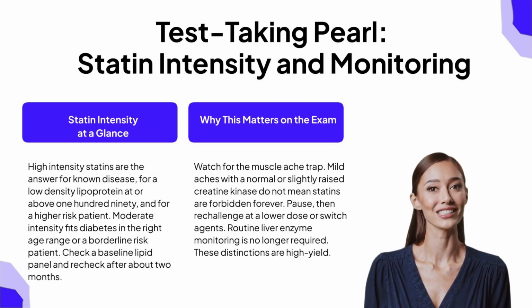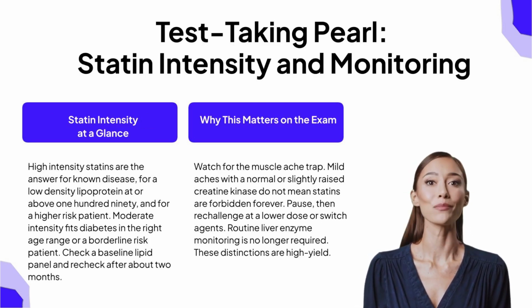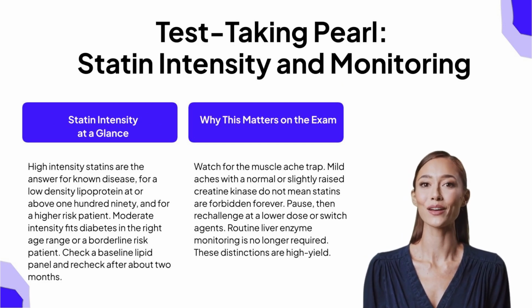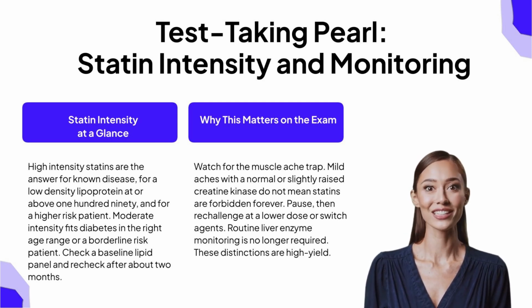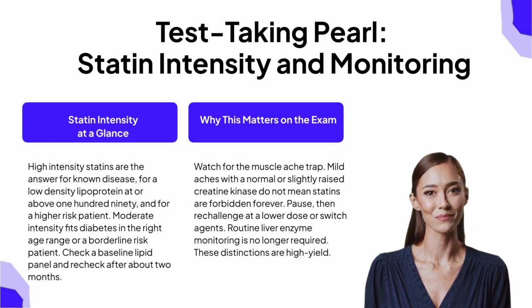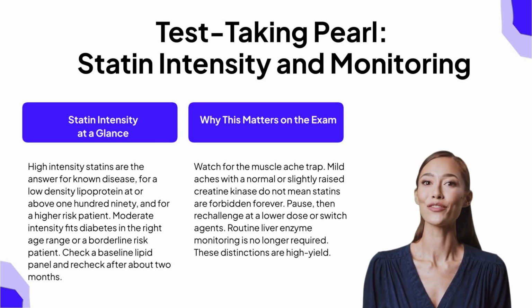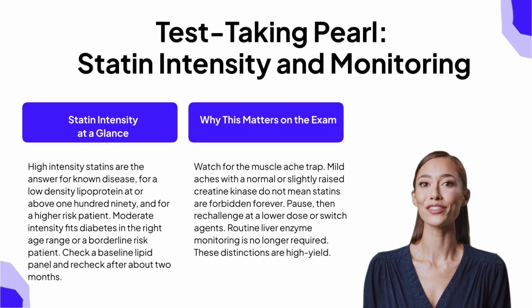Here is a critical test-taking pearl about statin intensity and monitoring. High-intensity therapy is the answer for known cardiovascular disease, for a low-density lipoprotein at or above 190, and for higher-risk patients. Moderate intensity fits diabetes in the right age range or a borderline risk patient. Get a baseline lipid panel and recheck after about 2 months to confirm the response.